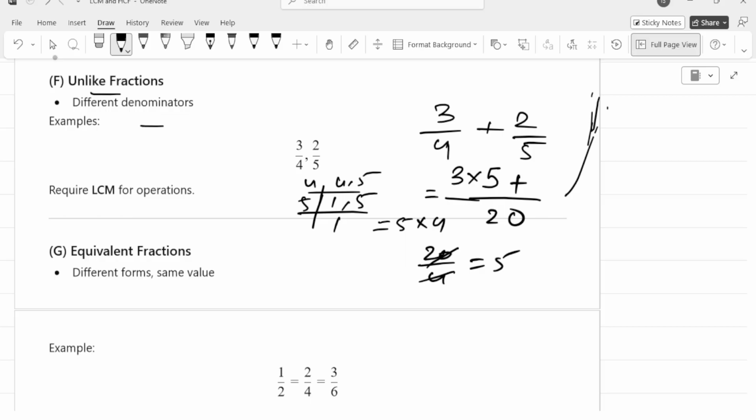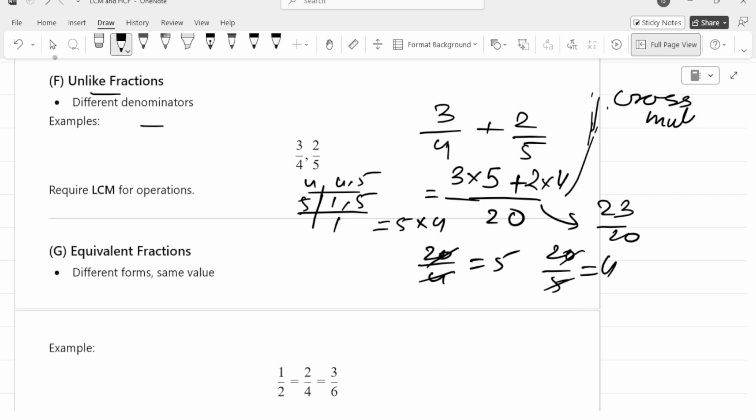Then here we do the same thing with 2 upon 5. So 2 as it is we note down, then 5 into 20, what do we get? 4, multiply by 4. So we note down 4 into 2, 8, and 15. So the value is 23 upon 20.